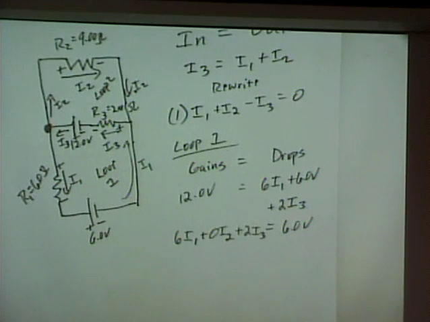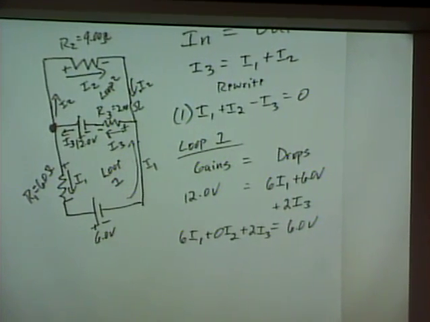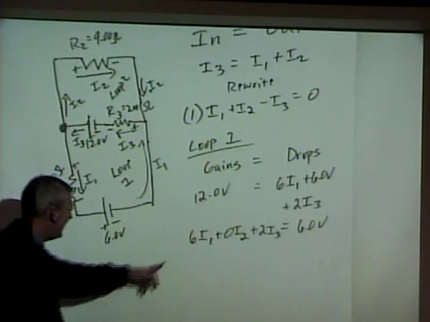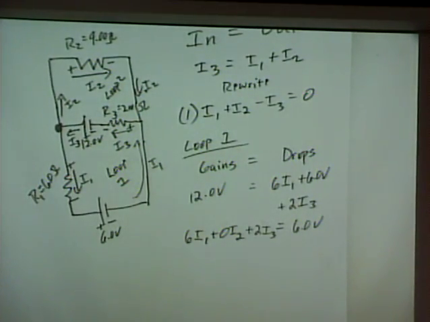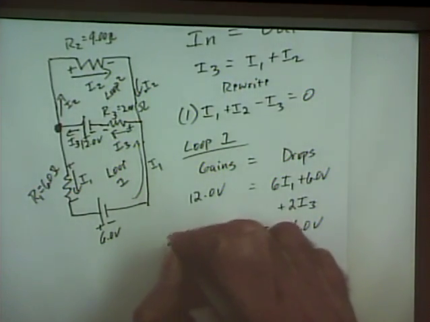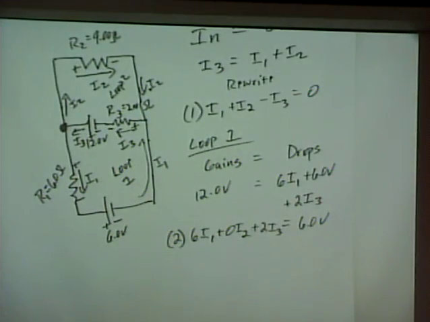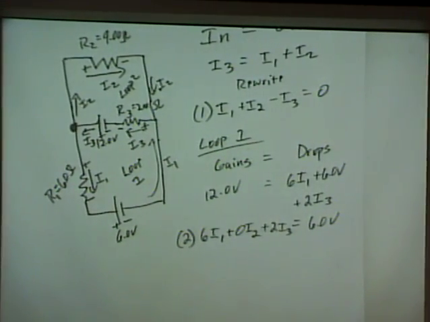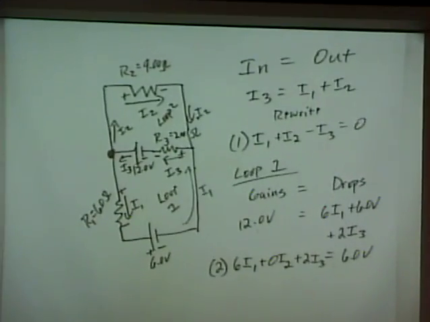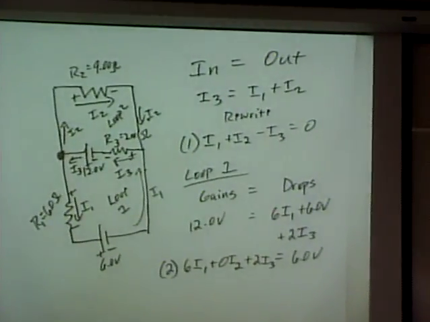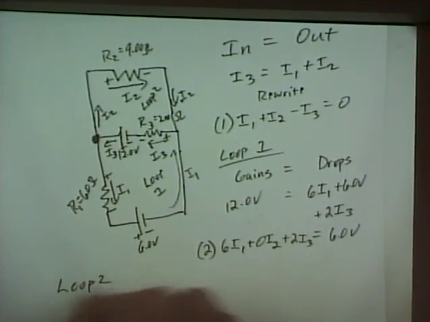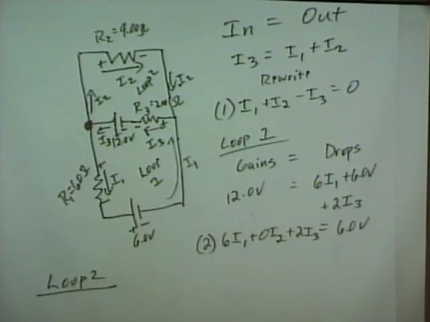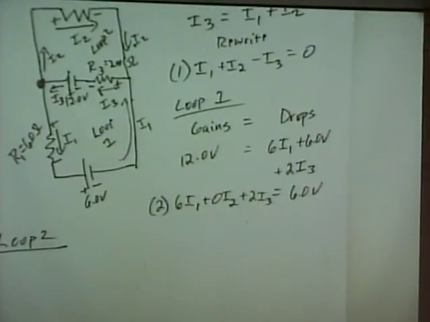Okay, this one will probably never make channel 17, but that's all right. Got 6I1 plus 0I2 plus 2I3 equals 6 volts. Now, let's look at loop 2. So here's equation 2. Okay? So in equals out. So let's look at loop 2, I mean. Did I say loop 3? That's because I'm loopy. I was up late last night. All right.